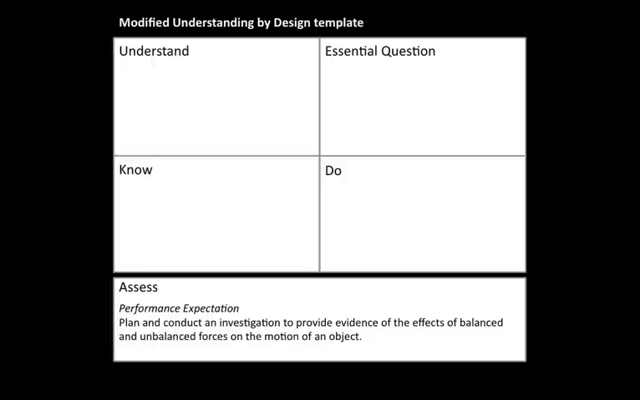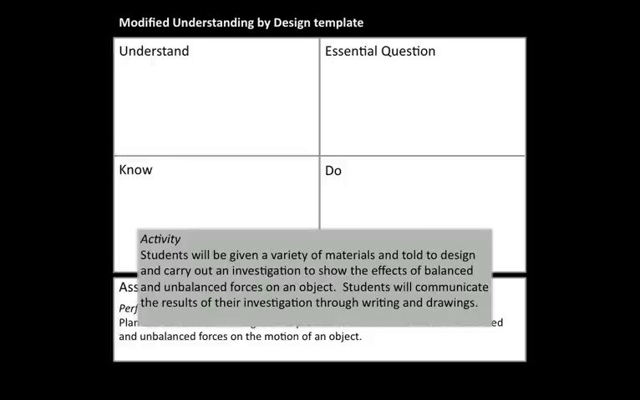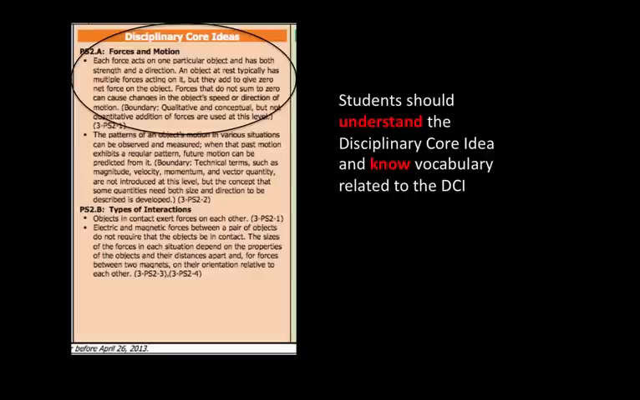At this point, it might be useful to also think about an activity that we might use to actually turn this performance expectation into a performance assessment, and we can provide more details for that later. One possible activity would be to give students a variety of materials and have them design and carry out an investigation that could show the effects of balanced and unbalanced forces on an object, and then have them communicate their results through writings and drawings. Again, it's connected directly to that performance expectation that we drew from the Next Generation Science Standards.